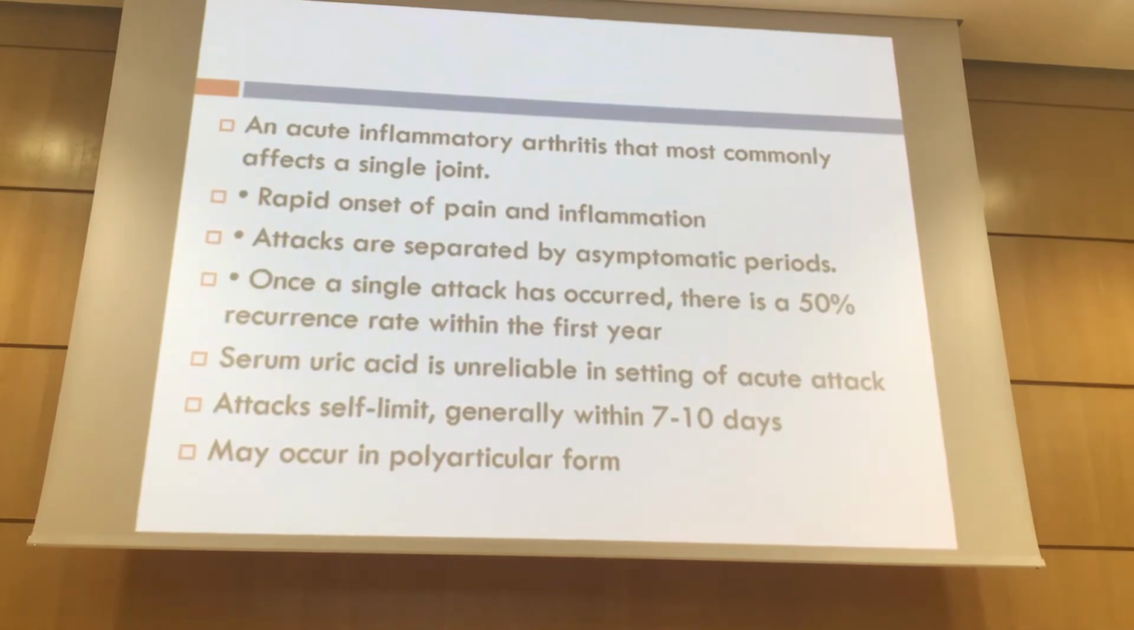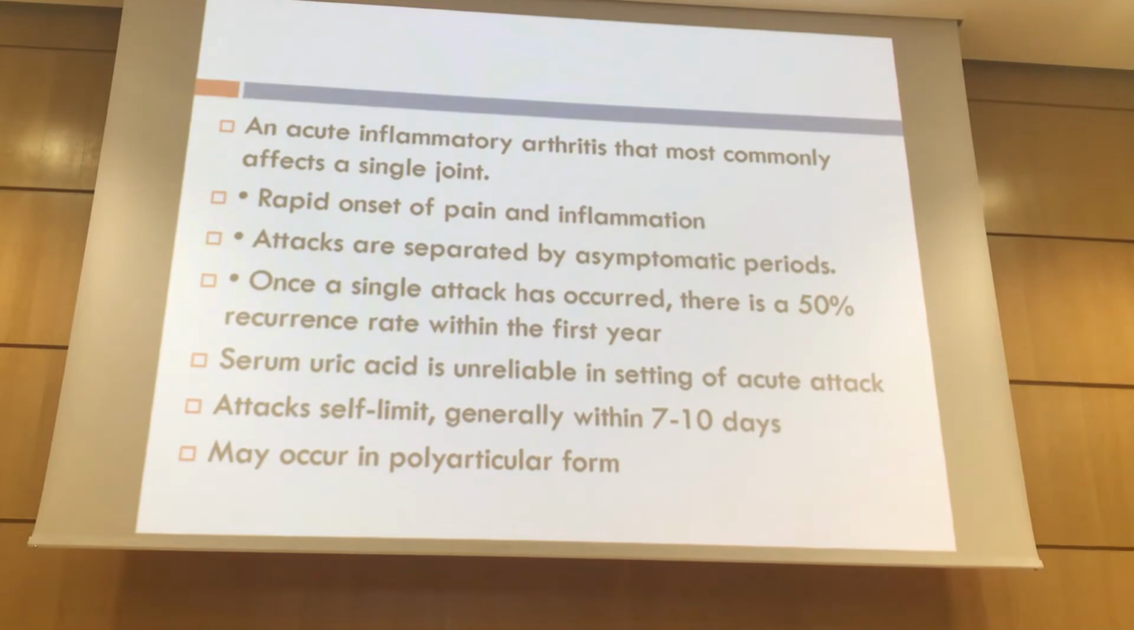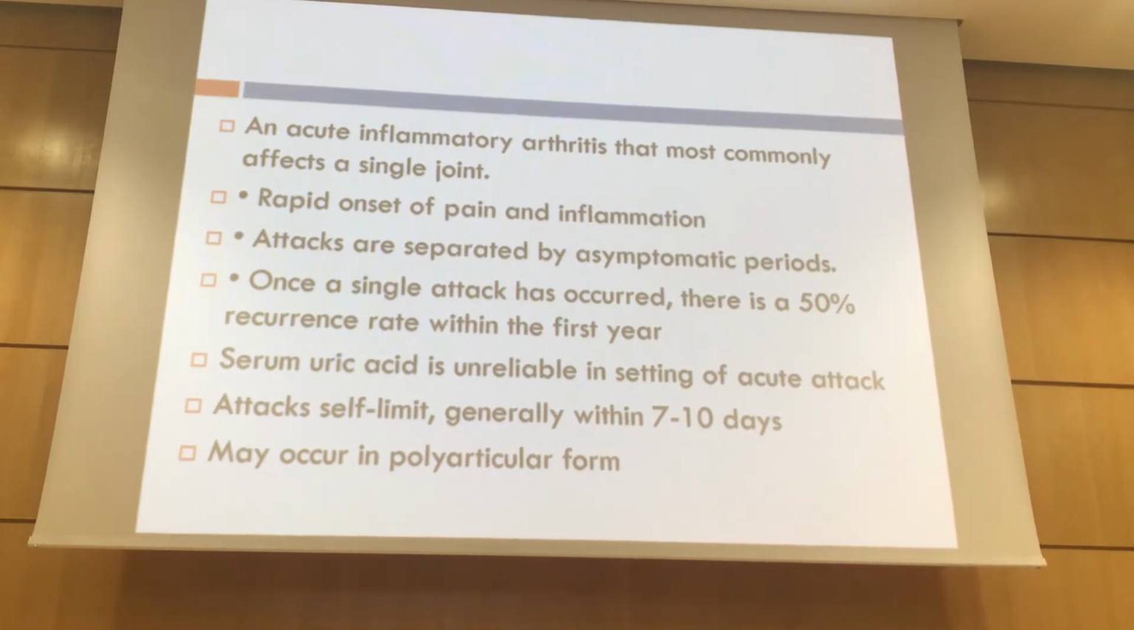So it's an acute inflammatory arthritis that most commonly affects a single joint. We agreed: septic arthritis, gout, pseudogout, usually morning. Rapid onset of pain and inflammation. Usually the joint is really swollen, red, tender, with rapid onset, just overnight, or 2 days, 3 days maximum. Not like a week or 2 weeks.